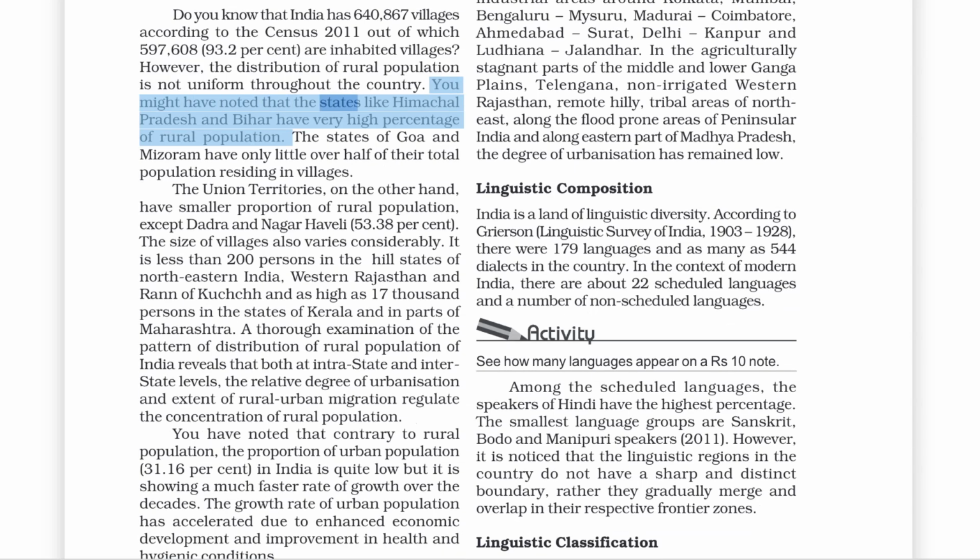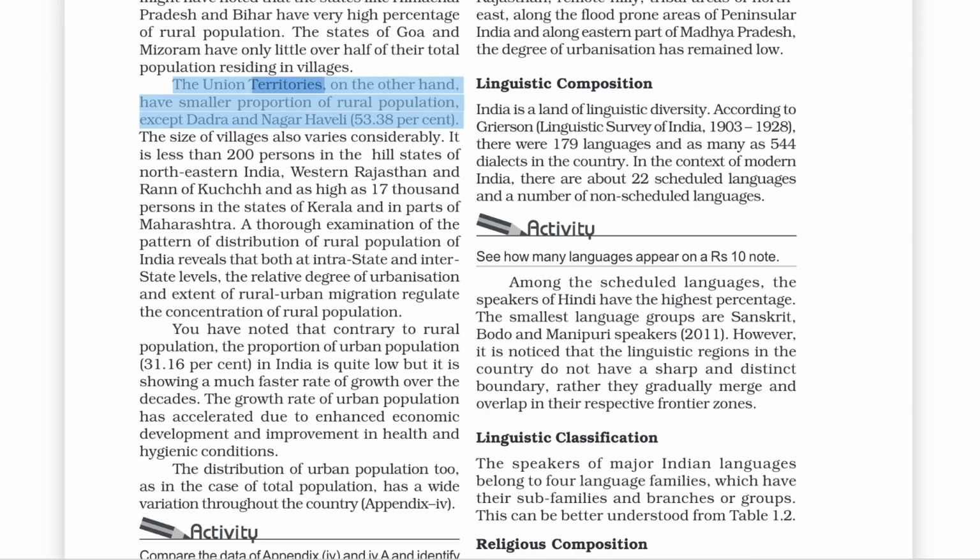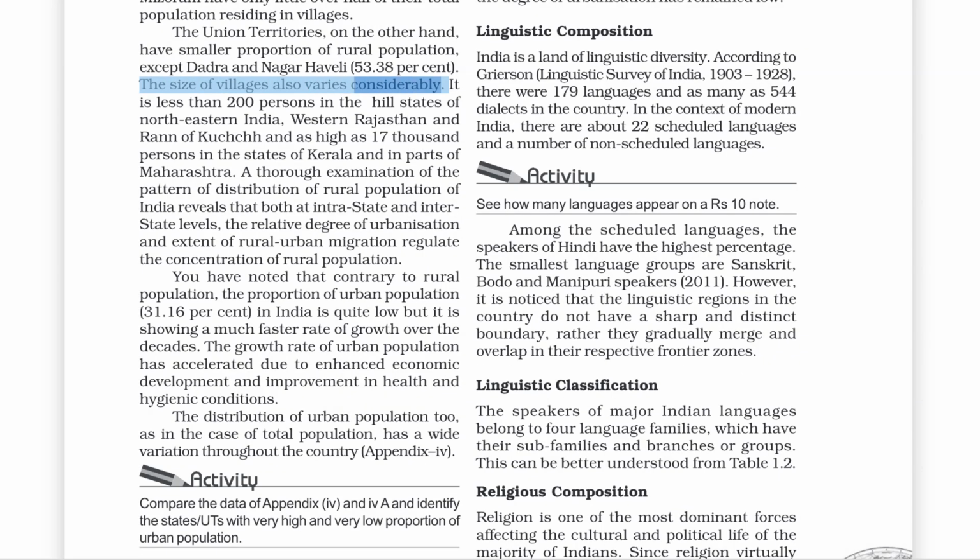You might have noted that the states like Himachal Pradesh and Bihar have very high percentage of rural population. The states of Goa and Mizoram have only little over half of their total population residing in villages. The Union territories, on the other hand, have smaller proportion of rural population except Dadra and Nagar Haveli, 53.38%. The size of villages also varies considerably.